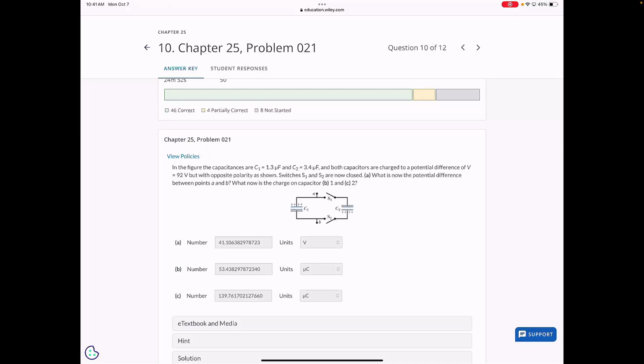So is it because of the little branches coming off of it that makes it parallel? No, it has to do with what polarity the capacitors are connected at. They're both positive on top or negative on top.